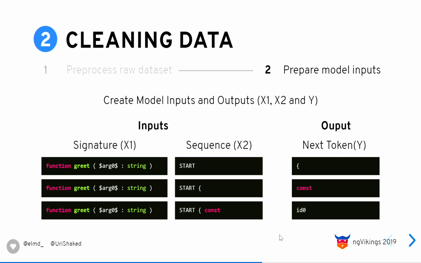So for each function we are going to prepare this list, and those are the examples we are going to show to the model. Right? X1, X2 is what we feed in, Y is what we want to get.